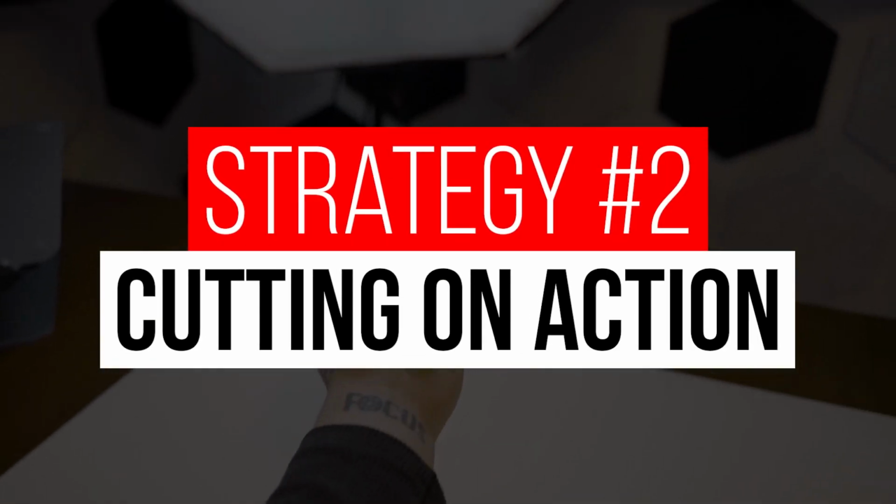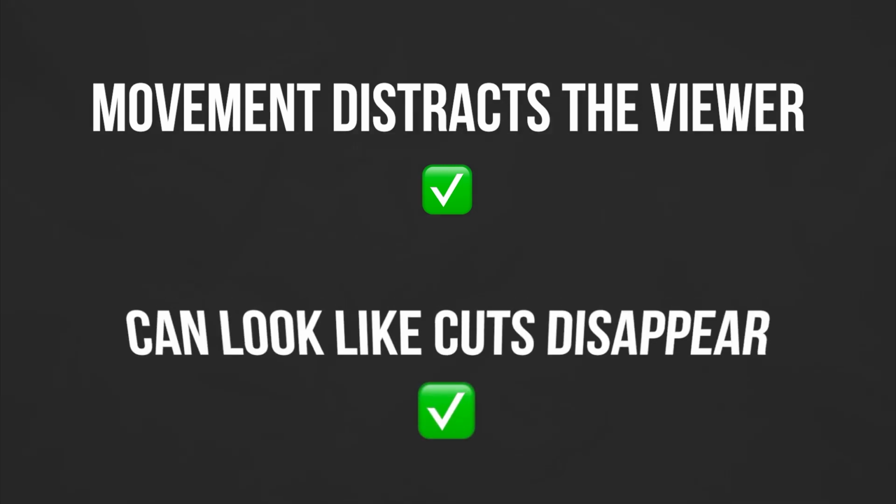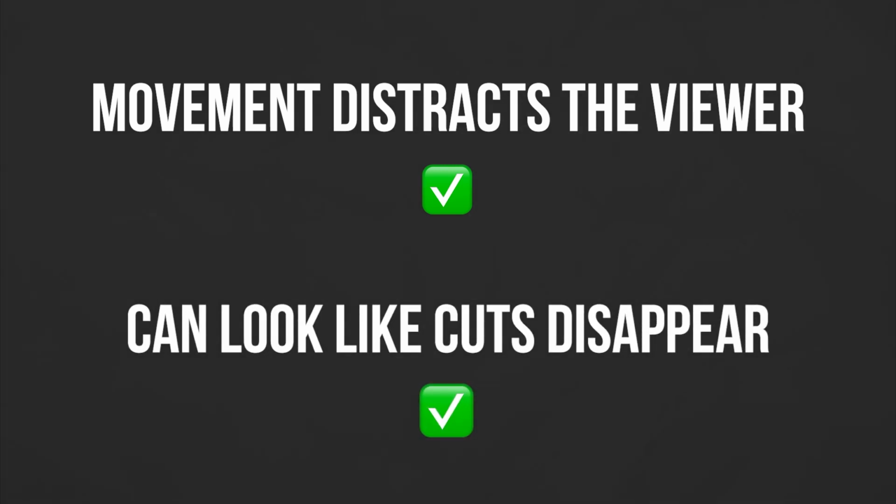It's insane how much you can hide between cuts when you either have the camera moving harshly or a subject on screen moving quickly. The movement distracts the eye of the viewer and can literally make it appear as if cuts disappear, giving the illusion of a seamless video. Not to mention, the excessive motion is also pretty attention grabbing, so it'll likely stop people in their tracks.